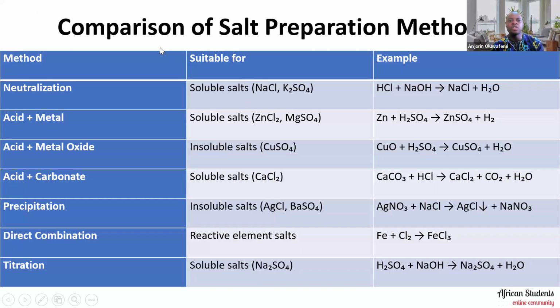Now I'll try to do a comparison of salt preparation methods. These are the different methods that we can use to prepare salts, and then the suitability and examples. For neutralization, it is used for preparing soluble salts, and you have an example there. Then for acid and metal, it is used for preparing soluble salts also, with examples in zinc chloride and magnesium chloride.